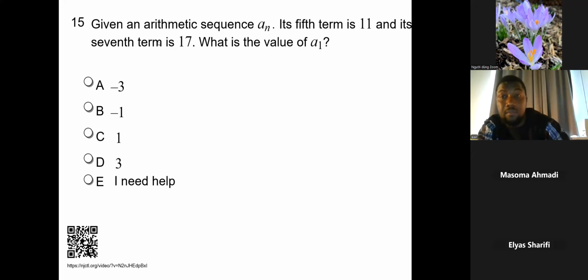Now, the fifth term. I think the answer is -1. Okay. That is the correct answer. The correct answer is -1. Could you maybe now just talk to the class about it? Or can you explain your thinking? How did you come up with -1? Elias first.